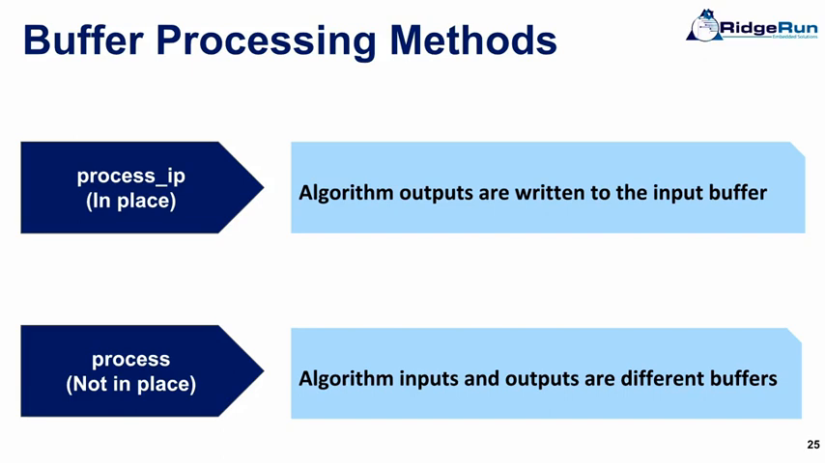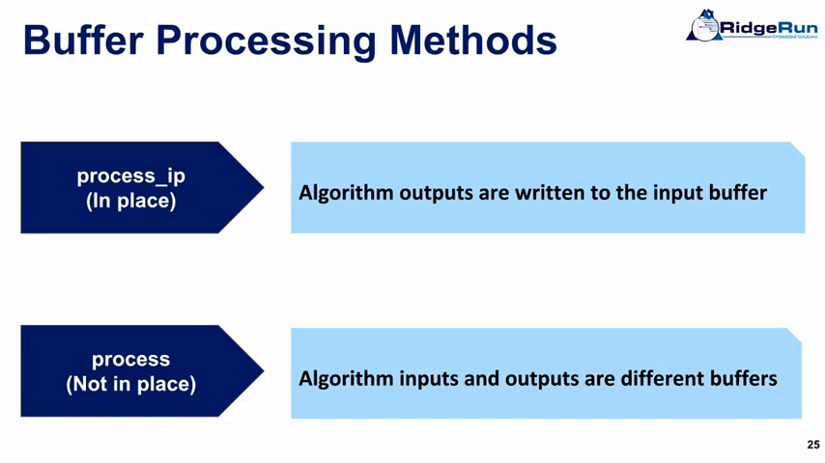In the case of the normal process, the not in place, we need to allocate a new buffer for the output, and the input buffer remains untouched by the processing. In the case of the process in place, it presents a better performance.